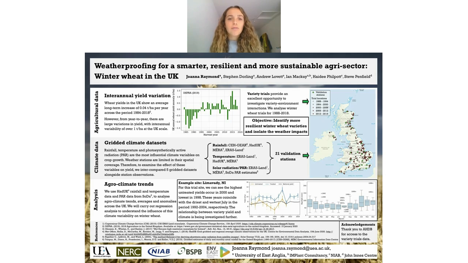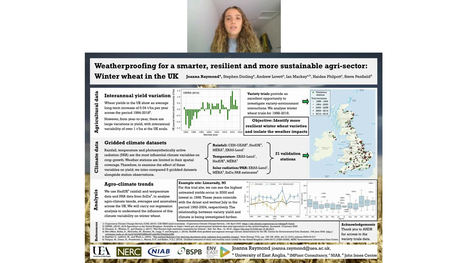To analyse this interannual variability in more detail, we use variety trials data. So every year, plant breeders submit their winter wheat varieties for testing, and those that make what is known as the recommended list are then grown in different locations around the UK.